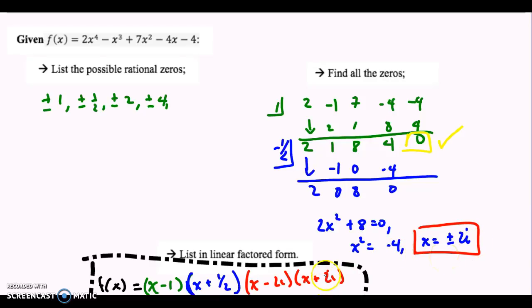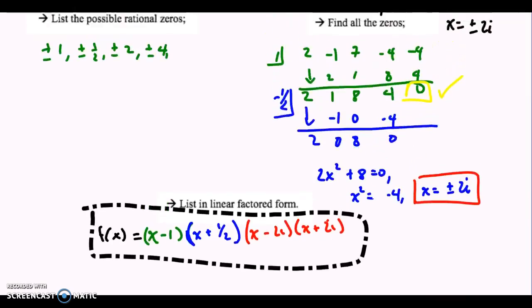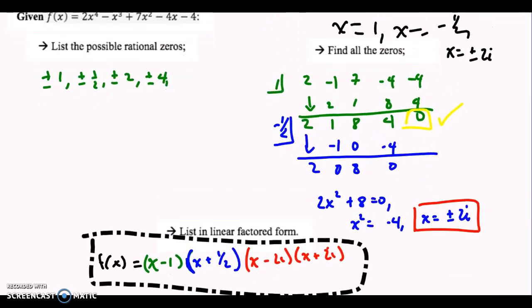So all the zeros that were possible were x equals 1, x equals negative a half, and x equals plus and minus 2i. Please note, if it said find all the real zeros, you would ignore the imaginary parts, and you would just put the first 2 answers. And if you list it in factored form, you get that beautiful looking thing there. And if you really took the time to multiply it out, which you are not required to do, you should end up back with the original polynomial that we had.